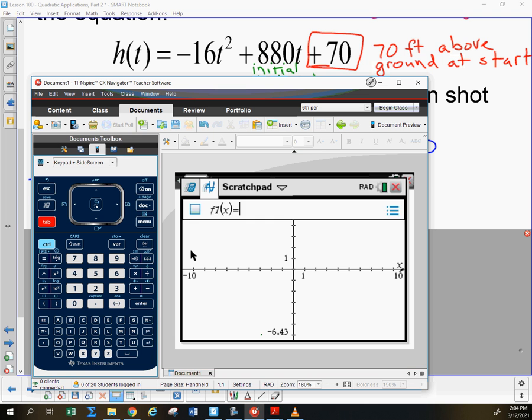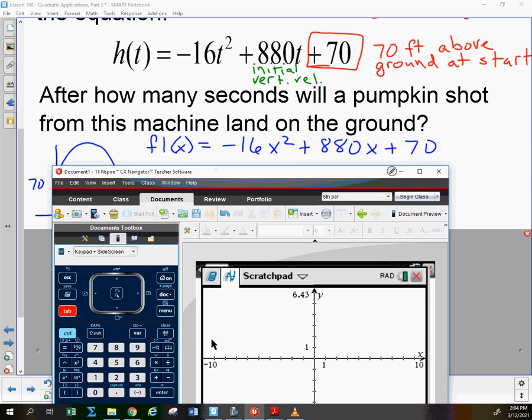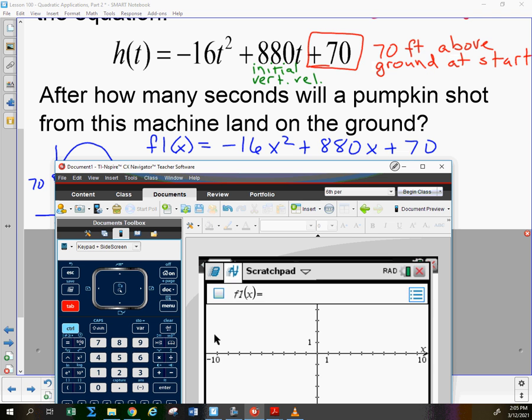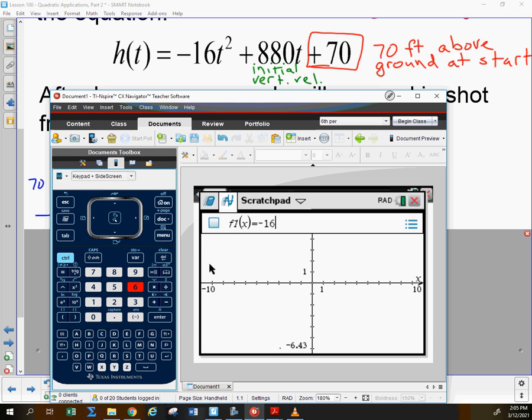So I need to hit tab so I can enter that function that I just wrote down. And remember, we just said we were going to do it as negative, so we use that negative button, not the minus. Negative 16x squared plus 880x plus 70, and hit enter.